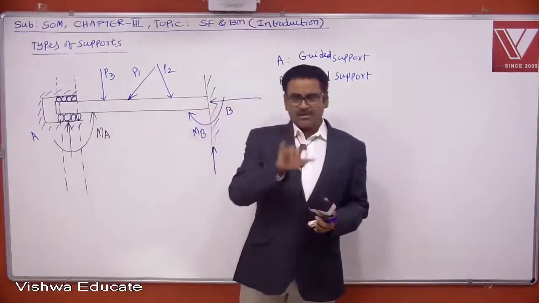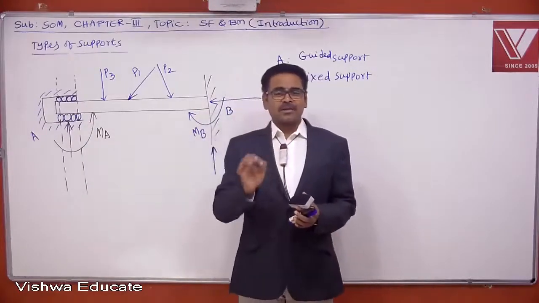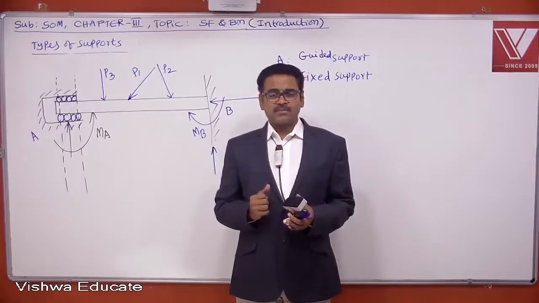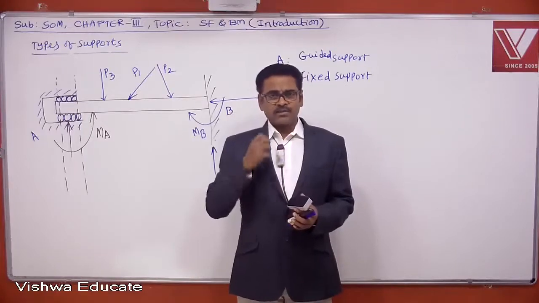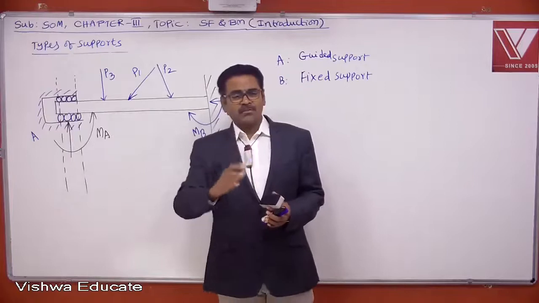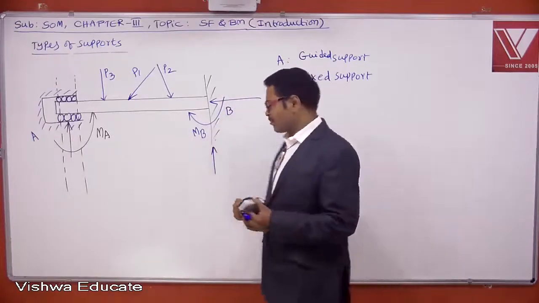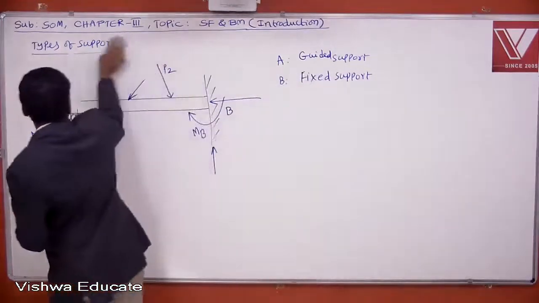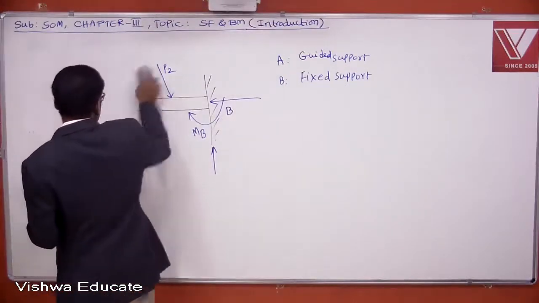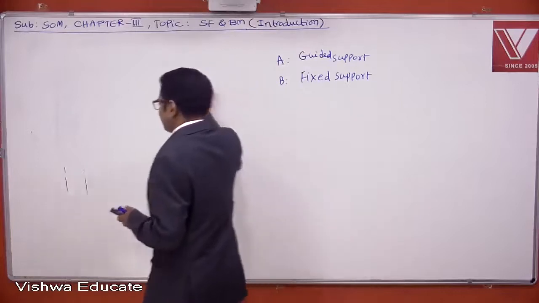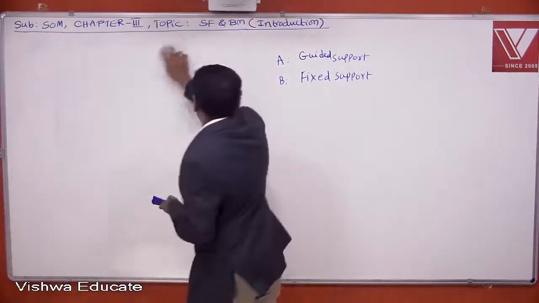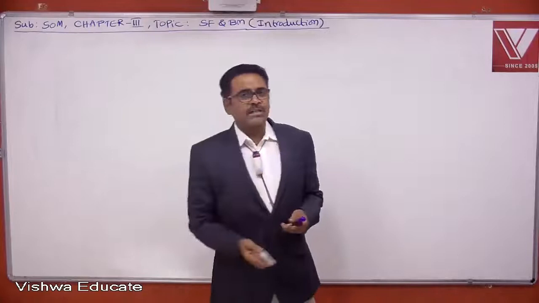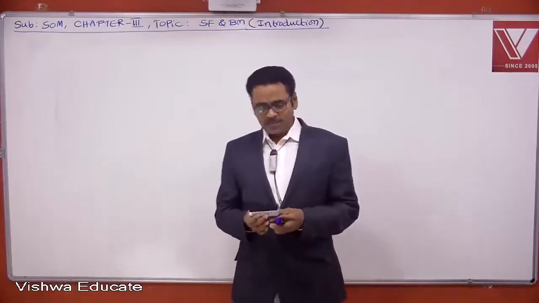A small conclusion here. Maximum number of reactions about roller support or knife-edged support is 1. About hinged support or pinned-end support, 2. About guided support or multiple roller support, 2. About fixed support, 3. So we studied 4 types of supports. Usually we use only these kinds of supports and beams. There are many other kinds of supports, but as far as GATE is concerned, we need not worry about all those things. In GATE, we require to know only these 4. So we know the types of supports.